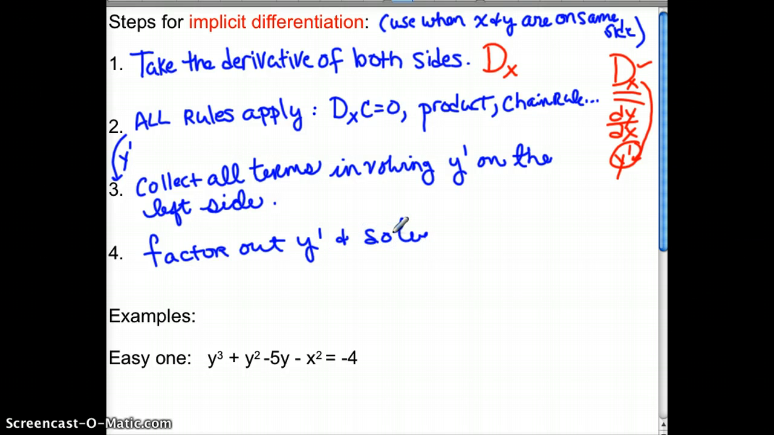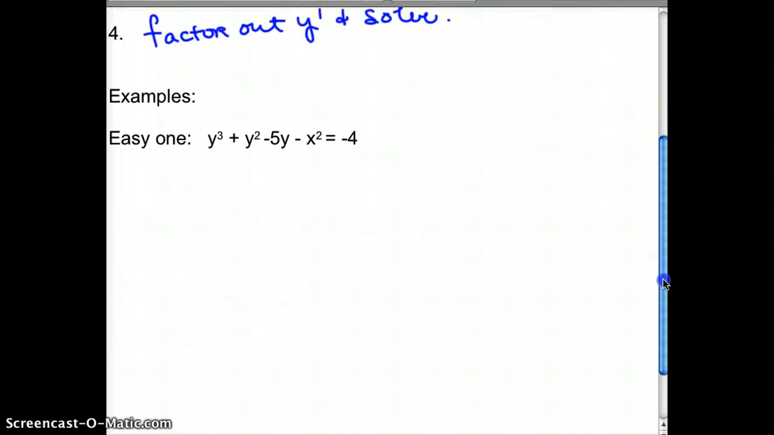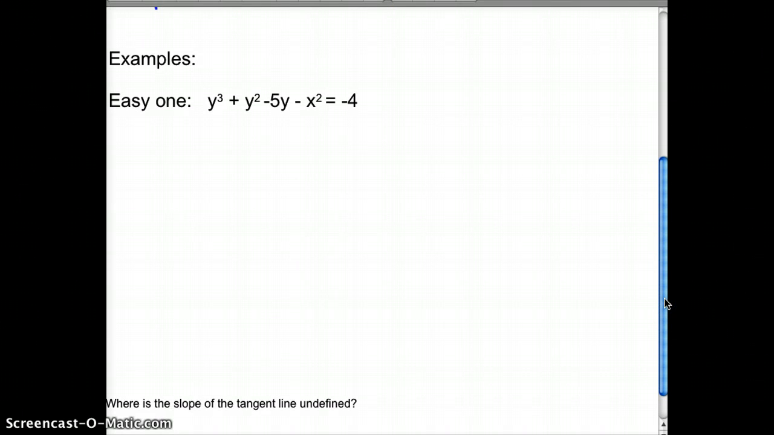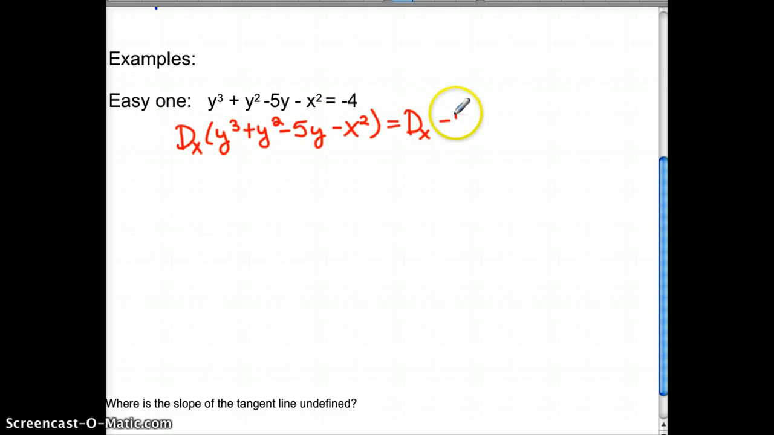And until we've really done a few of those, that's a pretty confusing list of steps, but it's not going to be bad at all. We're going to start with what I would call an easy one. The reason it's easy is it doesn't have any embedded quotient rule or chain rule. It's pretty straightforward. So our first step is we're going to take the derivative, just like step 1 says, of the left side, and we're going to set it equal to the derivative of the right side. That's step 1.